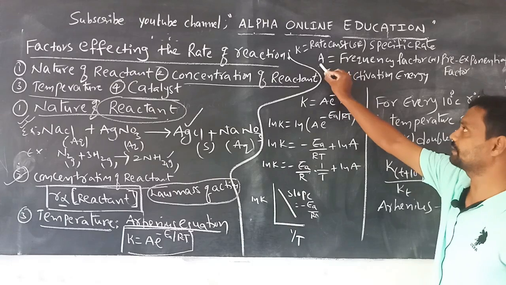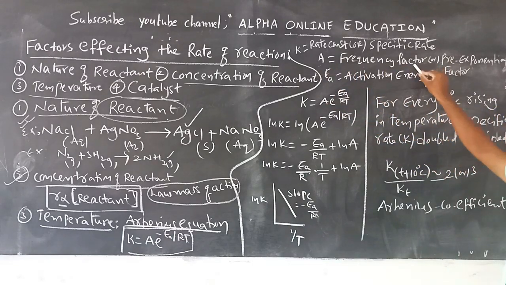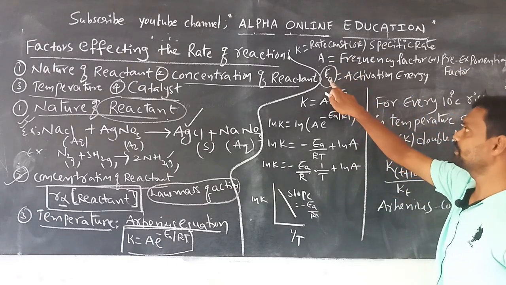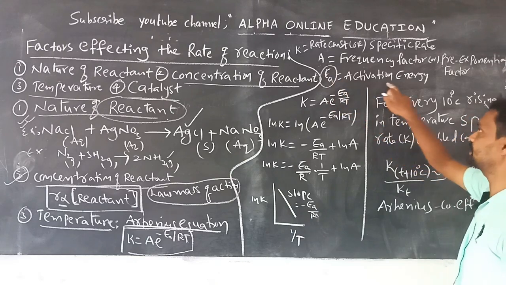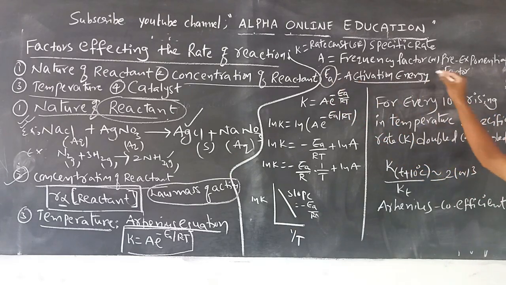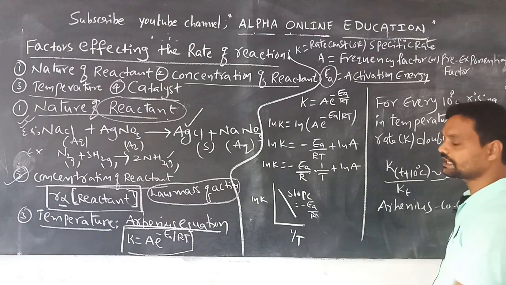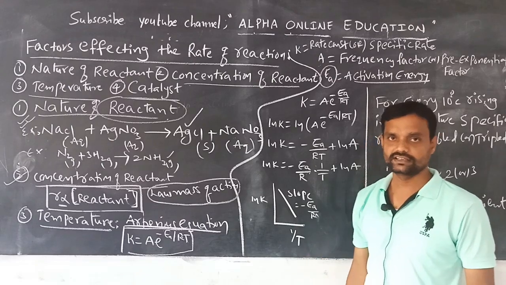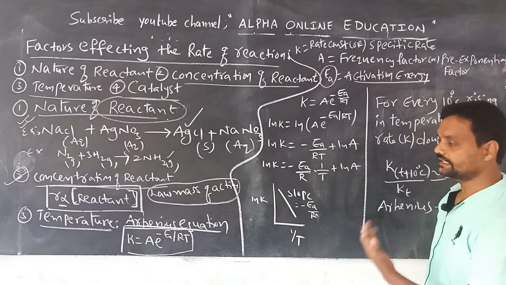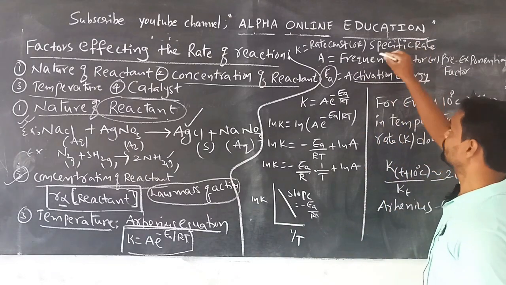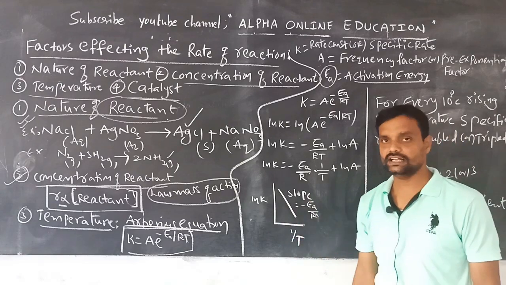In the equation, capital A means frequency factor or pre-exponential factor. Ea is the activation energy: A means activation, E means energy. The remaining terms: capital R is the universal gas constant, studied already in states of matter in first year, and capital T is the temperature.